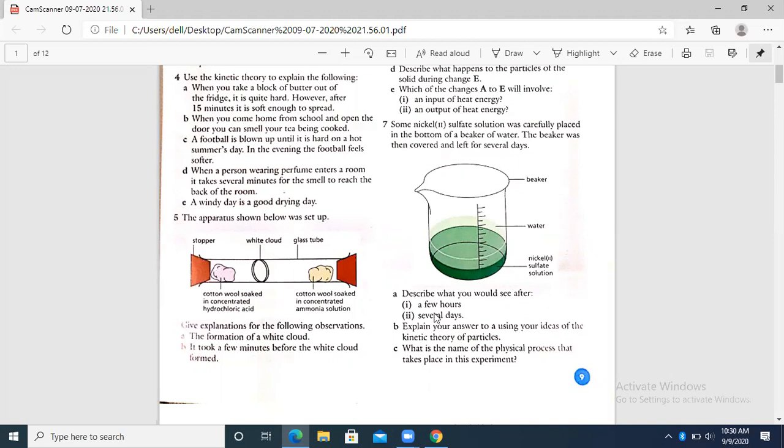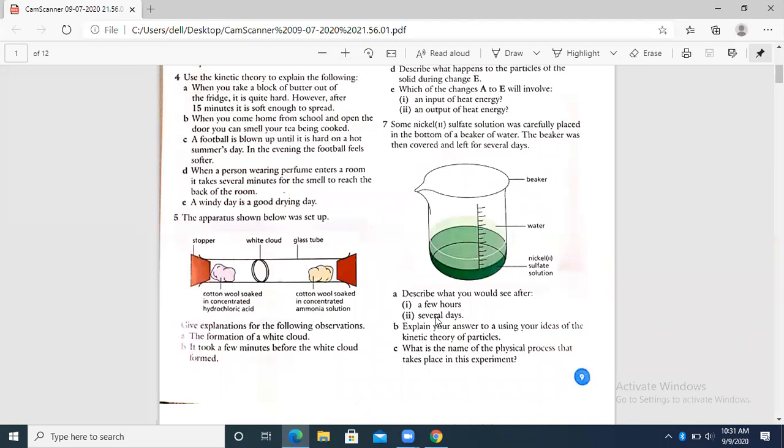Okay, next question, Waleed. Number 2. What will happen after several days? It will be fully diffused. The nickel will be fully diffused in the water. Okay, the beaker would contain a solution of nickel sulfate with the same green color throughout. So totally, diffusion will happen.